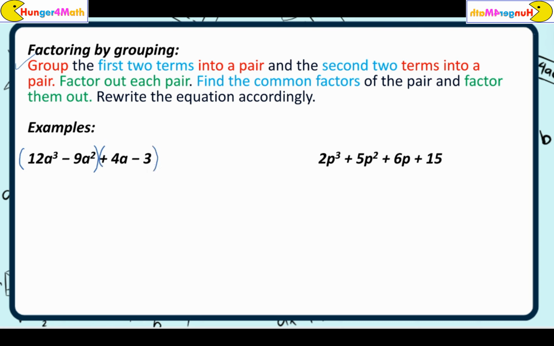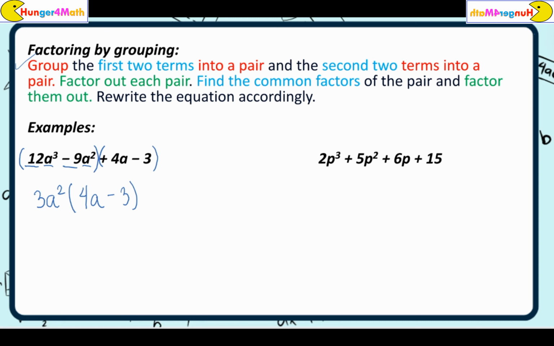Then we're going to factor out. So we have 12 and negative 9, and the common factor will be 3. And then a cubed, a squared. So we're going to get the variable with the lowest exponent, that is a squared. Now let's divide. 12 divided by 3 is 4. Then a cubed divided by a squared is a. Then negative 9 divided by 3 is negative 3. Then a squared divided by a squared is 1. So that's the first pair.